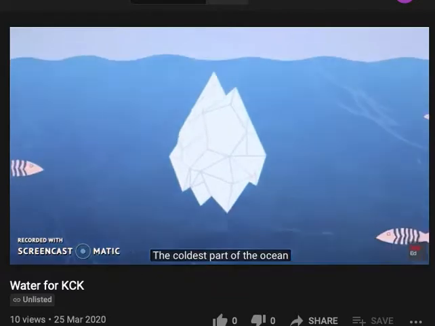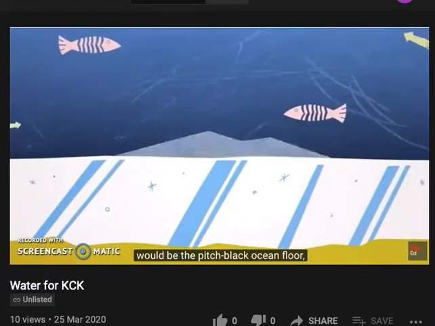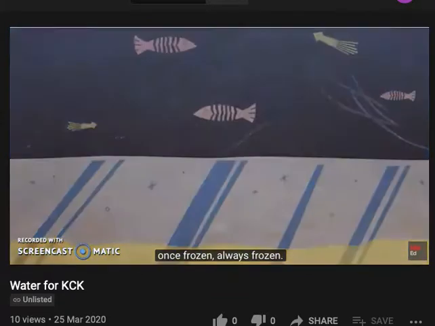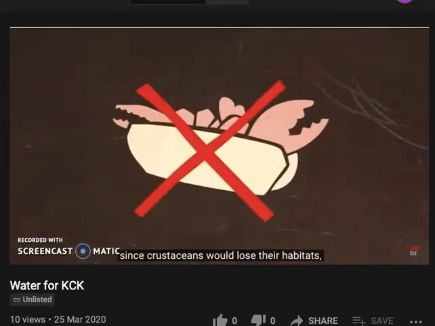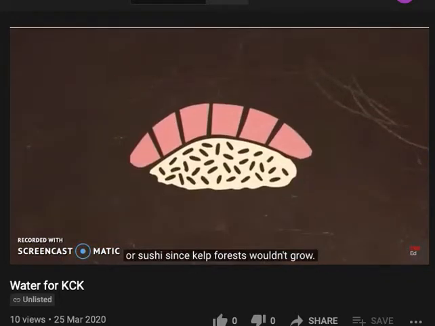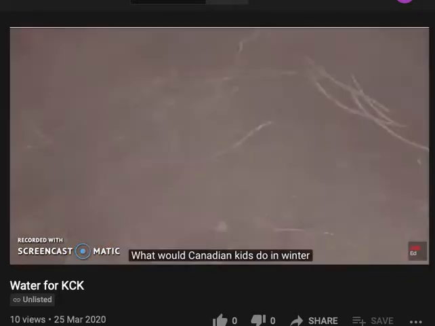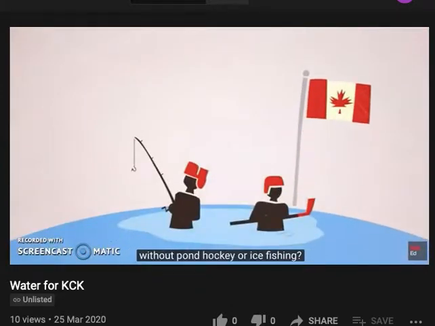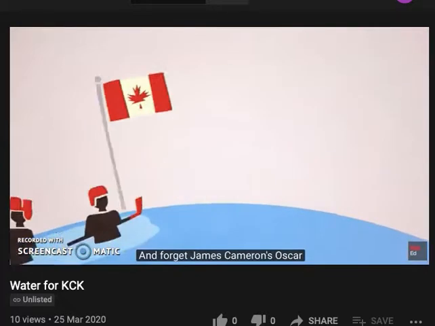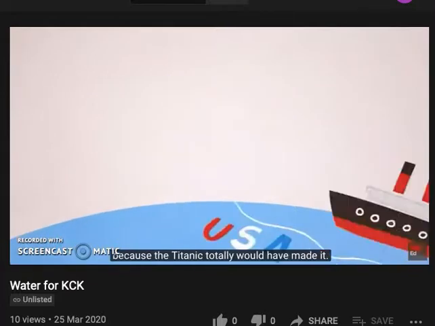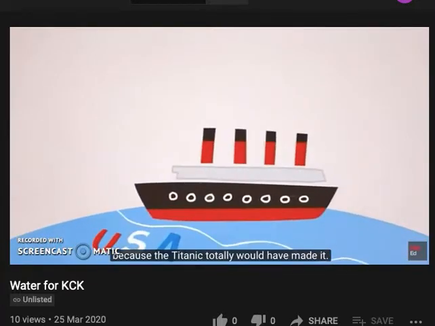The coldest part of the ocean would be the pitch-black ocean floor, once frozen, always frozen. Forget lobster rolls, since crustaceans would lose their habitats, or sushi, since kelp forests wouldn't grow. What would Canadian kids do in winter without pond hockey or ice fishing? And forget James Cameron's Oscar, because the Titanic totally would have made it.